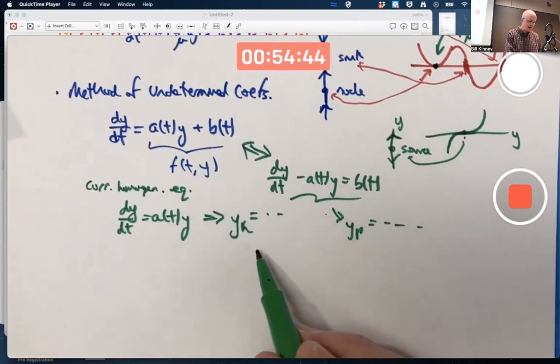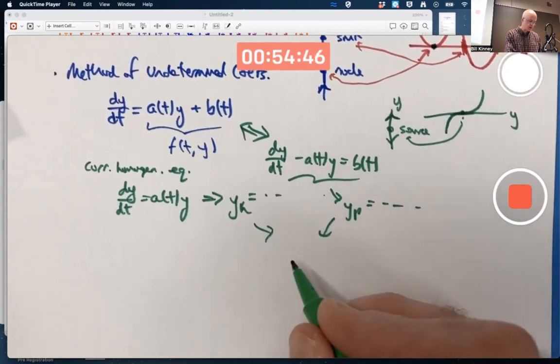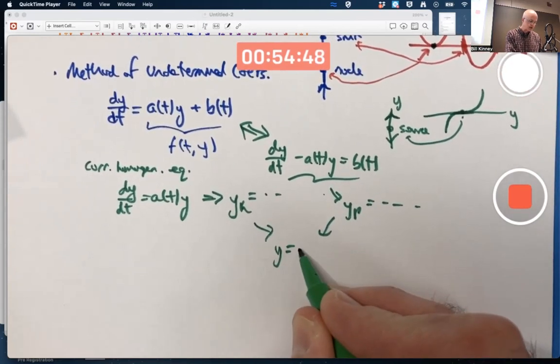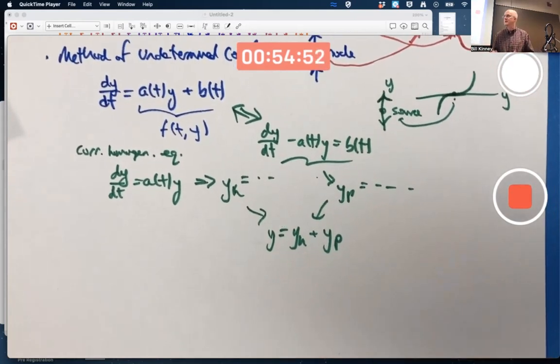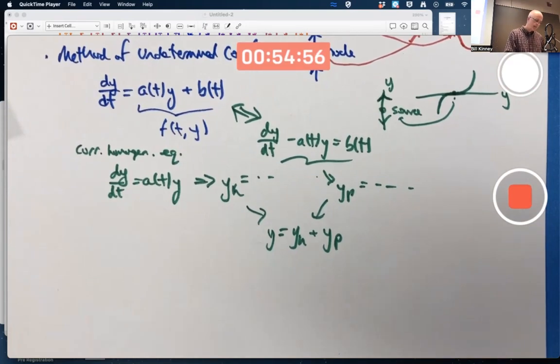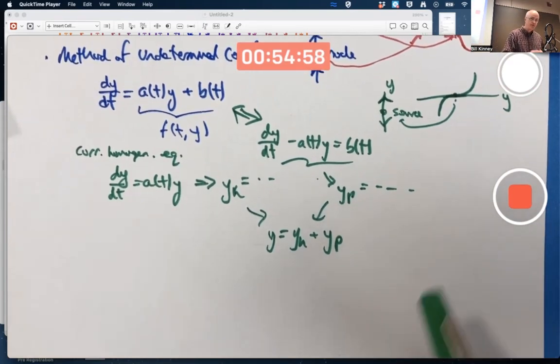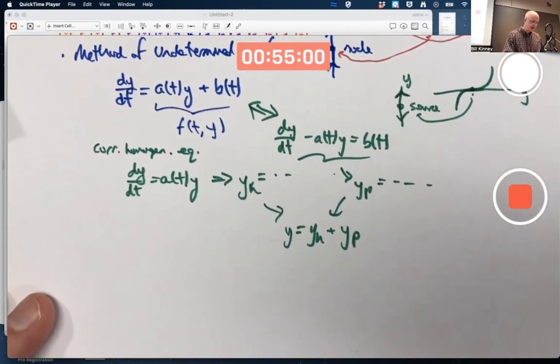And then in the end, to find the general solution of your original non-homogeneous equation, you add these. And then you use the initial condition to solve for any unknown constants. Very quick summary of that. We also had integrating factors.